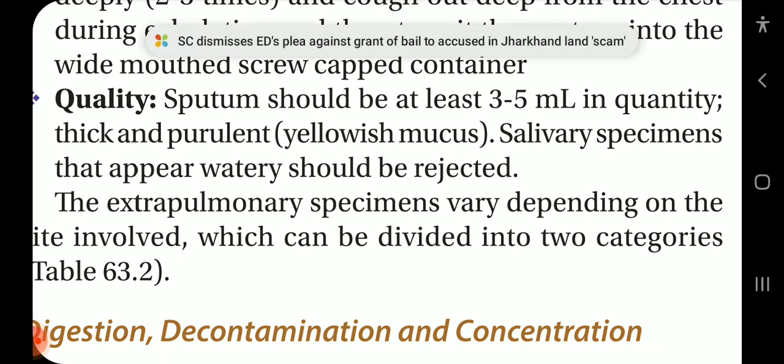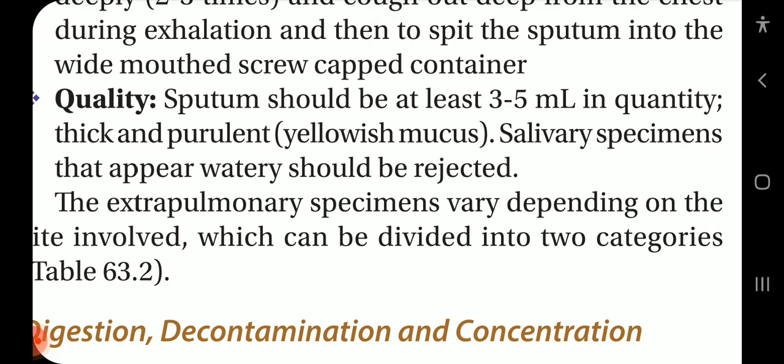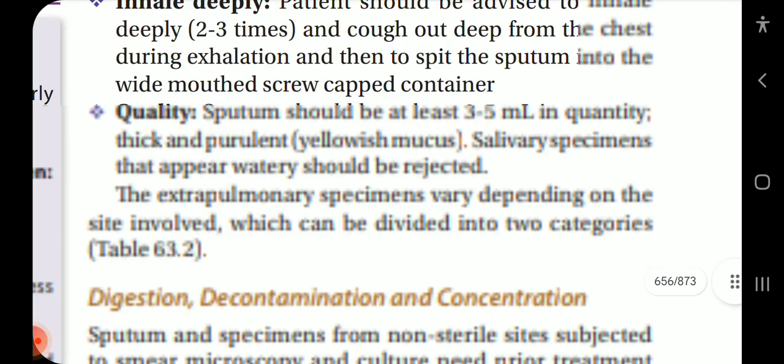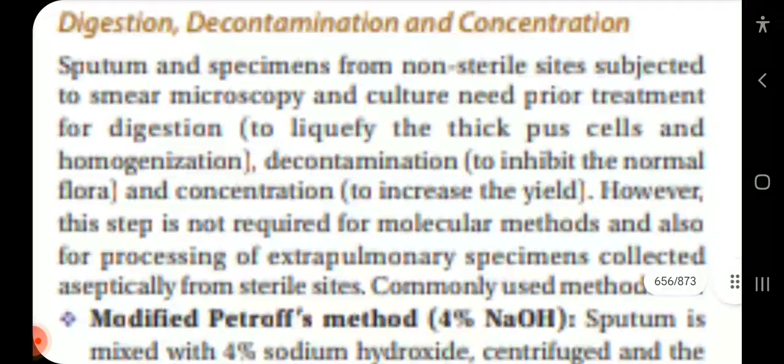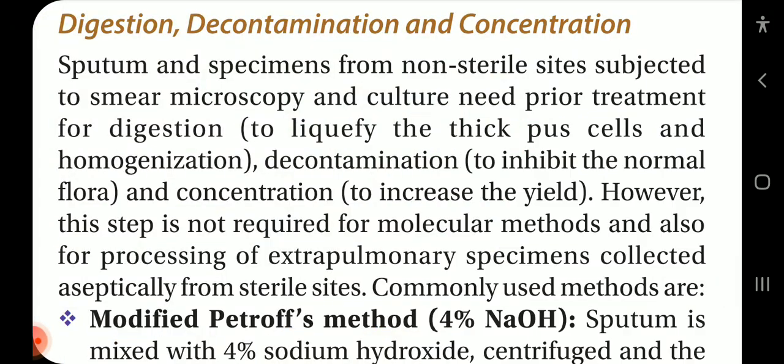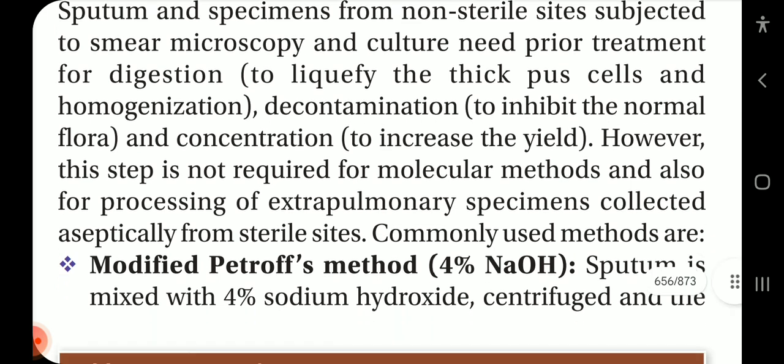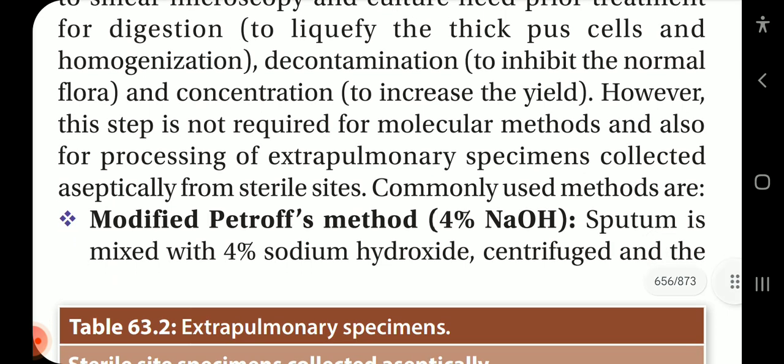Extrapulmonary specimen vary depending on the site involved, which can be divided into 2 categories. Now, the digestion, decontamination, and concentration: sputum and specimen from non-sterile sites subjected to smear microscopy and culture need prior treatment. Digestion to liquefy the thick pus cells and homogenization, decontamination to inhibit normal flora, and concentration to increase the yield. However, this step is not required for molecular methods and also for processing of extrapulmonary specimen collected aseptically from sterile sites.